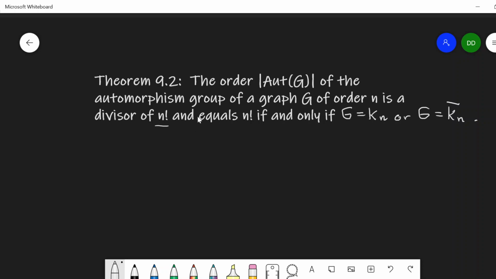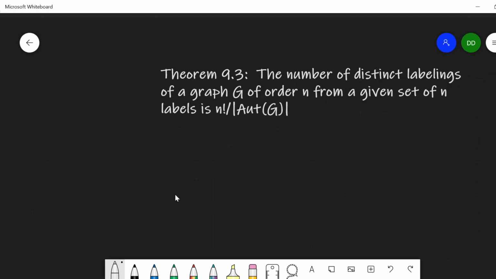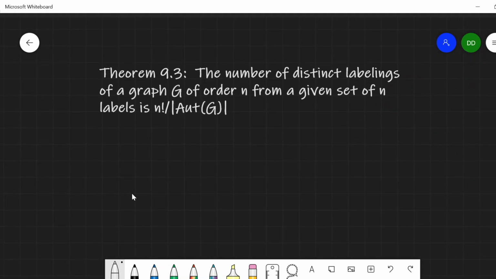And we can say even more, it equals n factorial if and only if G is not the complete graph or G is the empty graph. All right, so there's another nice fact. Let's move on to the final of these basic theorems. The number of distinct labelings of a graph G of order n from a given set of n labels is n factorial over the order of the automorphism group of G.